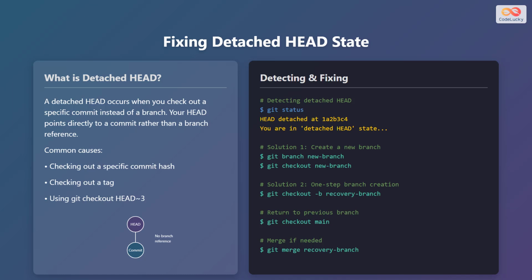state. To fix this, you can create a new branch using git branch new-branch, and then git checkout new-branch. Alternatively, you can create a branch and check it out in one step, using the command git checkout -b recovery-branch. To return to the previous branch, use git checkout main, and merge if needed with git merge recovery-branch.